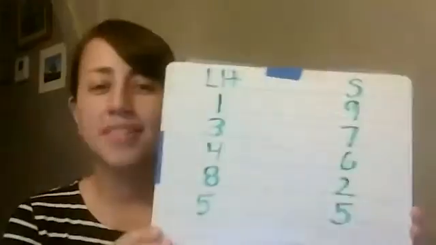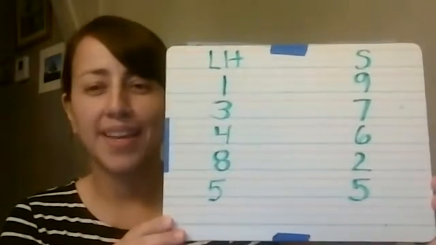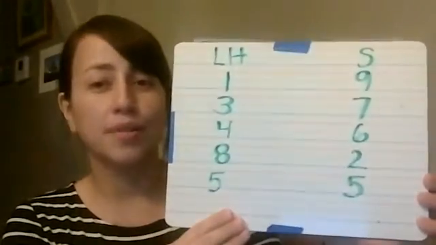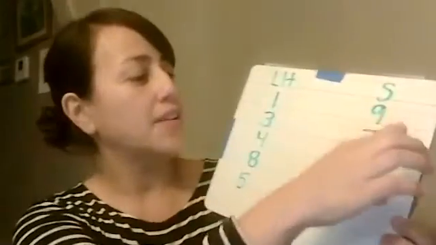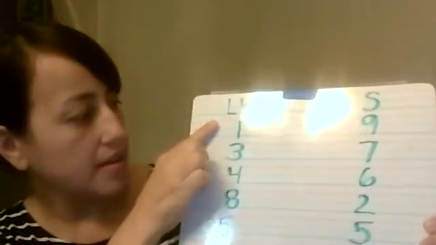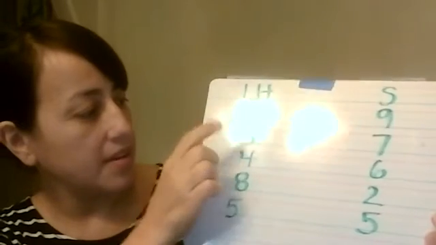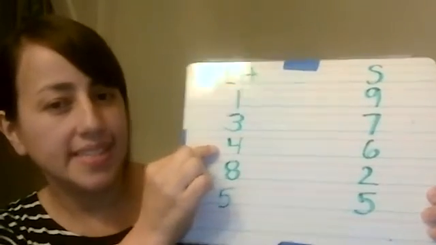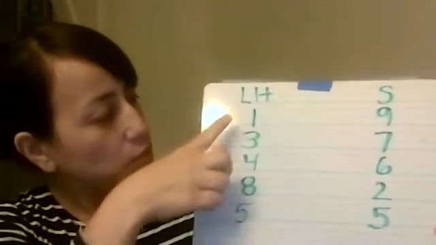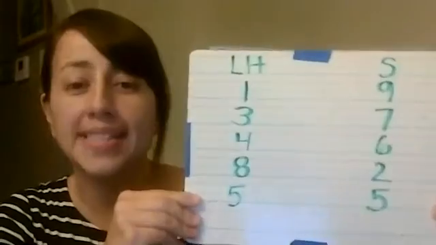Does this remind you of any game you've been playing? We found different parts that made up the number 10 because we had 10 bears. And how many different combinations did we find? We had 1 plus 9, 3 plus 7, 4 and 6, 8 and 2, 5 and 5. That's 1, 2, 3, 4, 5 different ways that we could make 10.